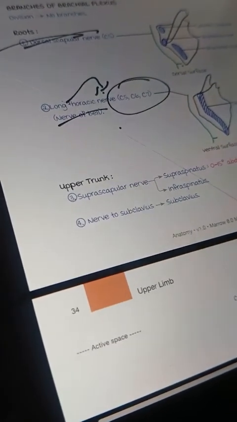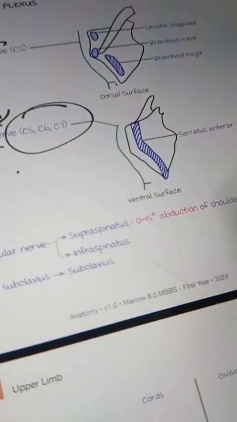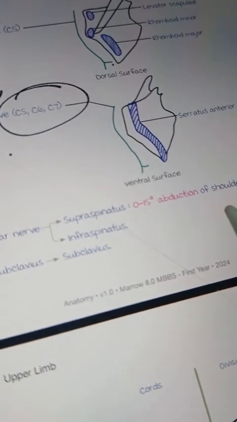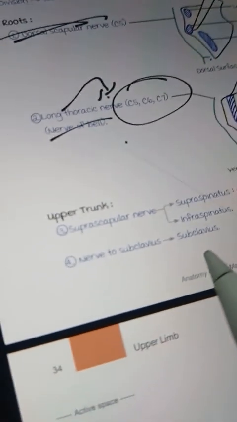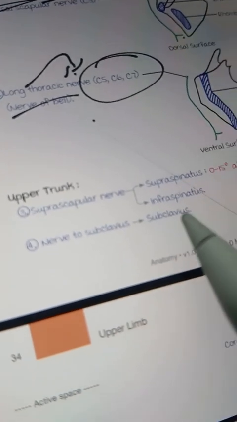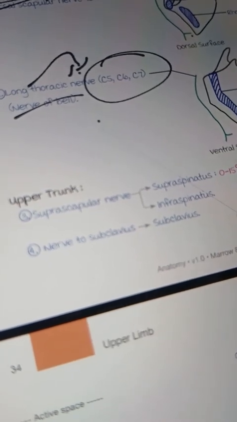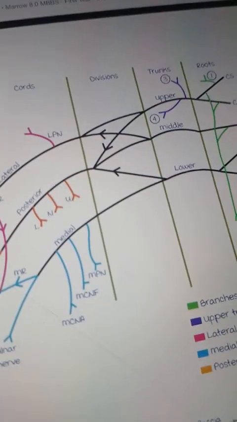That was about the roots. Now talking about the upper trunk. In the upper trunk there is the suprascapular nerve, as you can see over here. It supplies the supraspinatus, which handles the first 0 to 15 degrees of abduction of the shoulder, and the infraspinatus. And then we have the nerve to subclavius, which supplies the subclavius muscle. I will show one by one. So next, what is important to understand is this diagram.